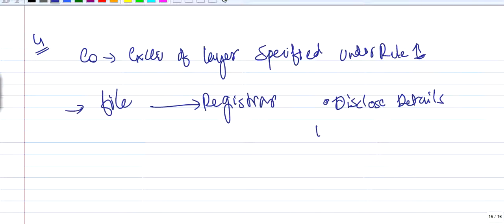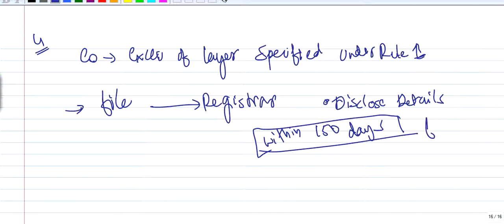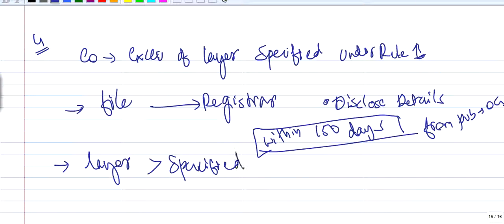Whatever these rules came to, within 150 days from the publication in the official gazette, these 2017 rules. Then, not after the date of the commencement of these rules, have any additional layer of subsidiaries over and above the layers existing on such day. If after this rule came into force any layer is there more than the specified, it has to be informed or disclosed to the registrar.